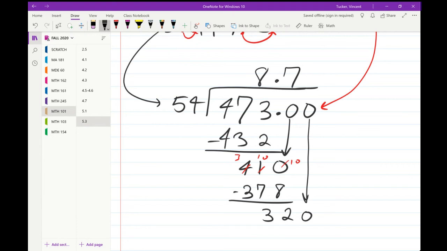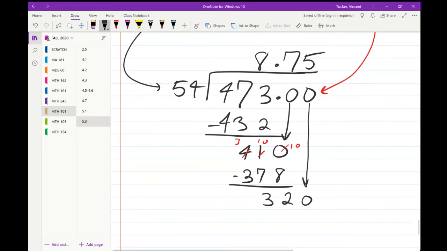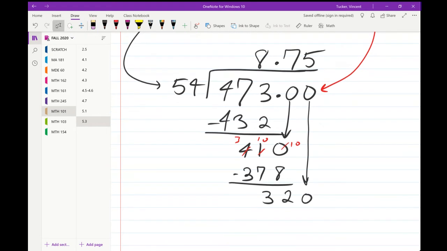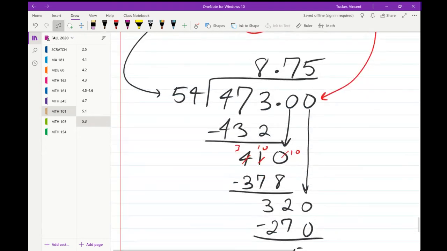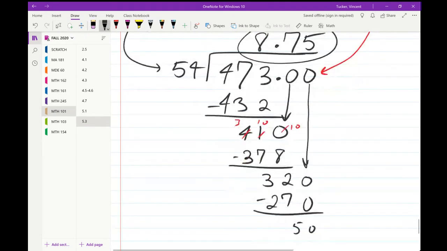Bring down your 0. So 320. So now we want to know how many times does 54 go into 320. And I believe that's 5 times because, yep, that'll be 4 over. So 5 times 5 is 20, so that's 270. And that's 50. So right now we're looking at our answer at 8.75. Now remember, we don't have to go any further because they want us to round our answer to the 10th place.